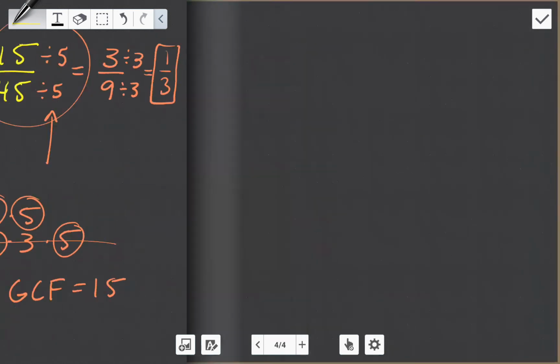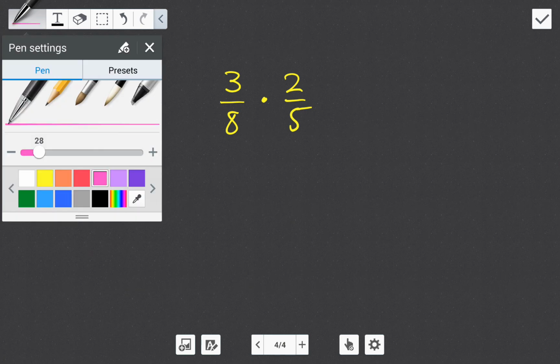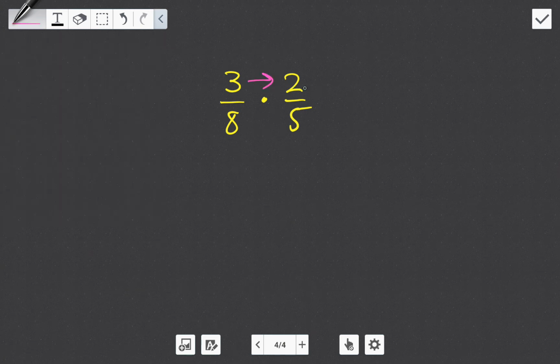All right, let's look at another example. Let's take a look at 3/8 times 2/5. All right, so we multiply across the top. 3 times 2 is 6. And we multiply across the bottom. We get 40. And again, think of the biggest number that goes evenly into the numerator and the denominator. And if you can't think of it, remember to do the prime factorization. I'm just going to go ahead and do that for this one as well.